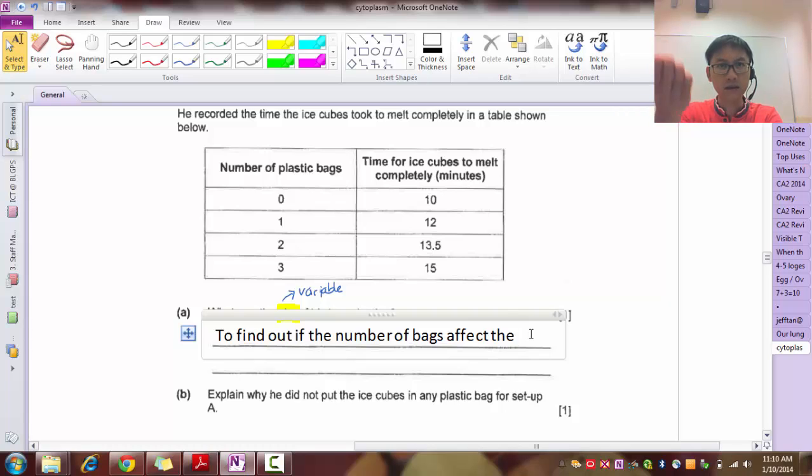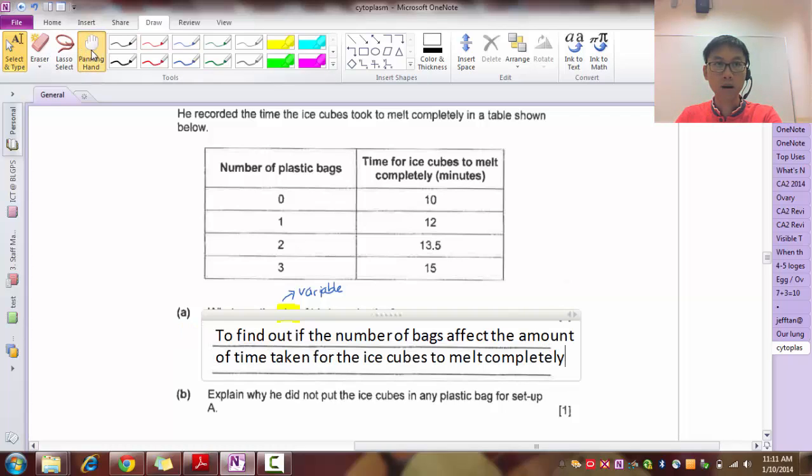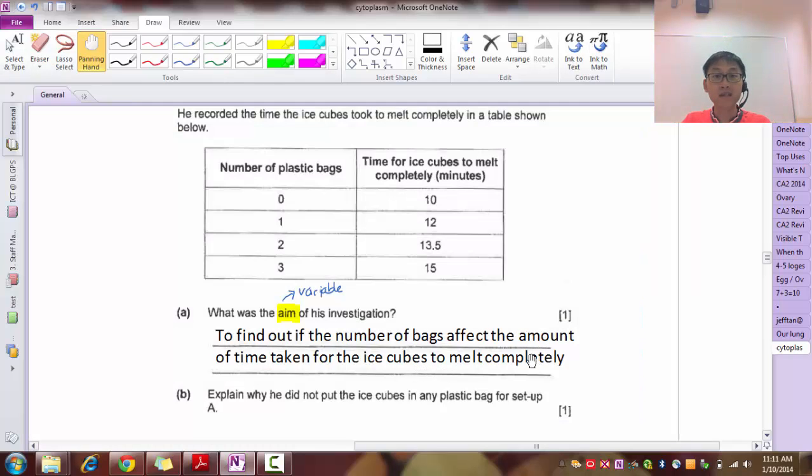He's measuring the time taken for the ice cubes to melt completely, am I right? So basically his aim is to find out if the number of bags affects the amount of time taken for the ice cubes to melt completely. So that's his aim.